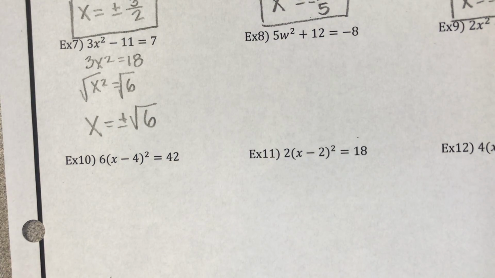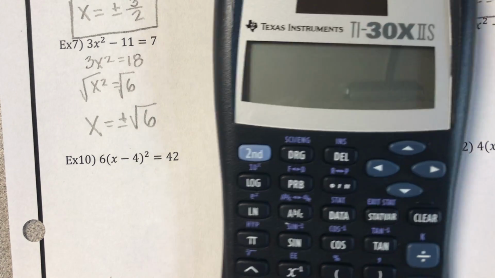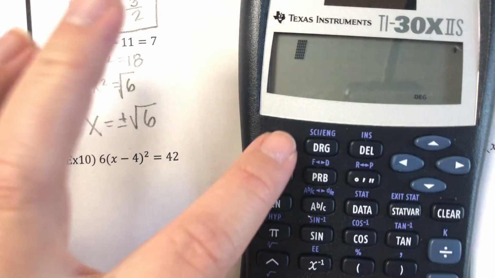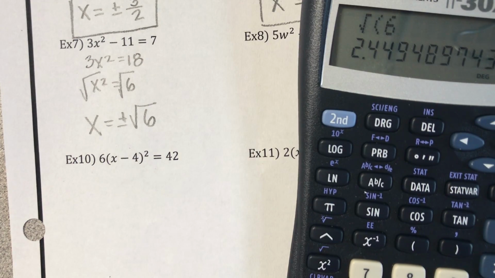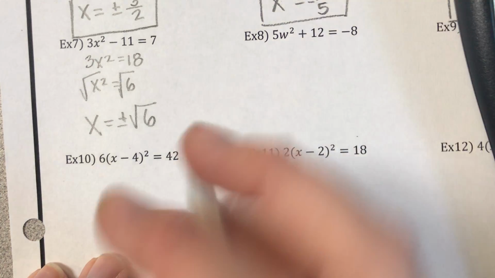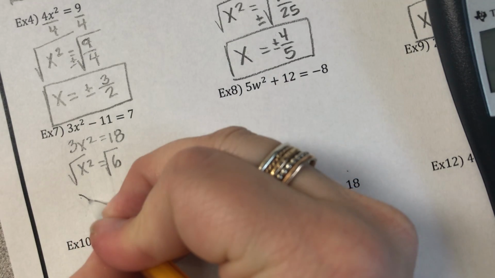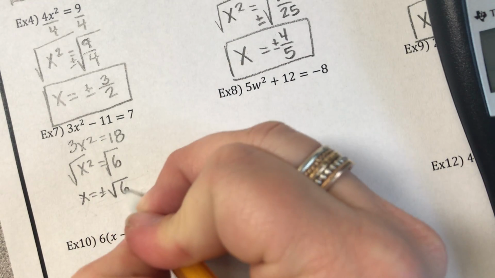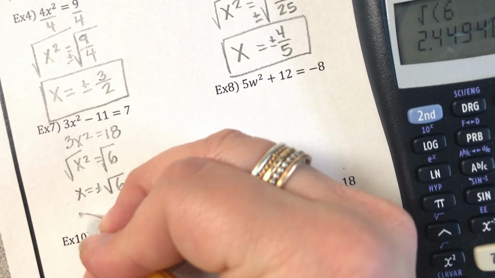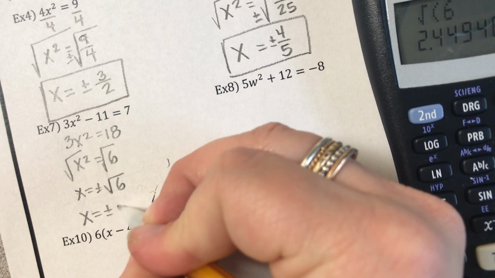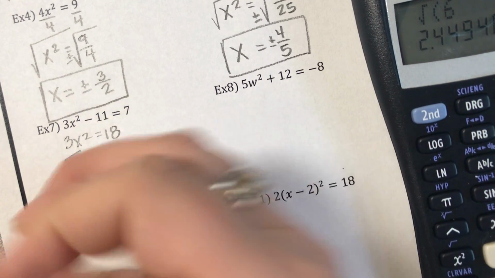For our final answers today, we do not want a square root. So what we're going to do on our calculator is work out what the square root of 6 is, and it is 2.45. I'm just making this a little bit smaller. We want to round everything to the hundredths place. So 2.45 positive or negative, and that would be our answer.